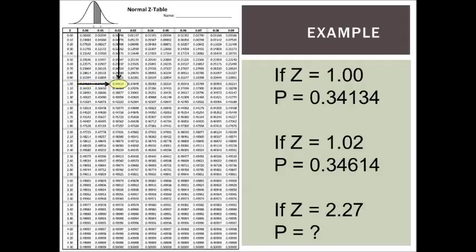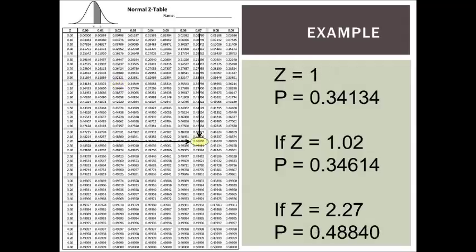All right, now you try one. Really take your time and see if you can get the probability associated with this. I want you to find the probability from the z-table that is associated with a z of 2.27. All right, did you get it? Let's look back at our problem.